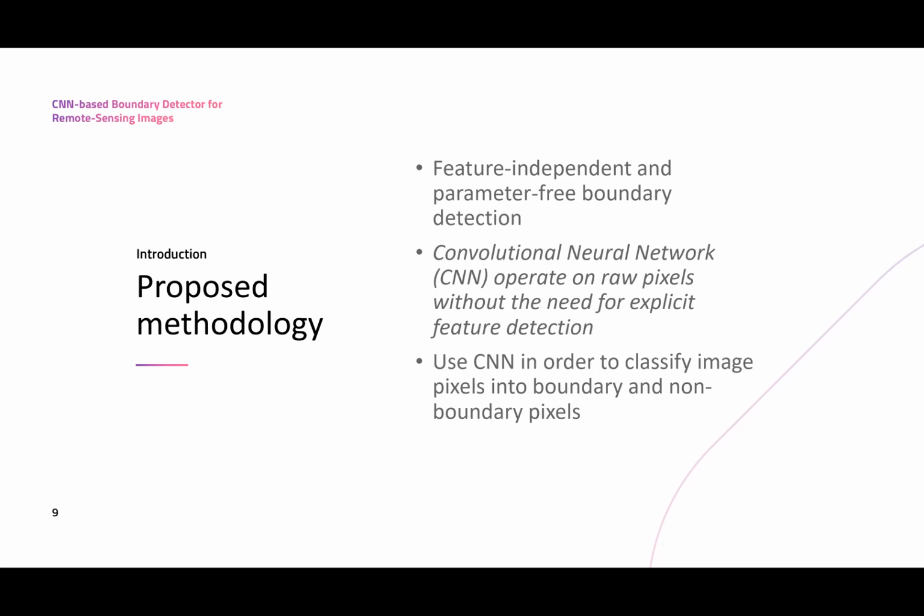The convolutional neural network, as I've said, operates on raw pixels without the need of an explicit feature detection process. So there is no human experience required in engineering these features. And then we use the CNN to classify the pixels themselves into boundary and non-boundary pixels. What we hypothesize here is that this will lead to a good boundary detector.